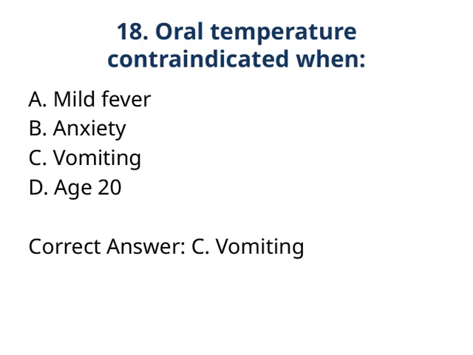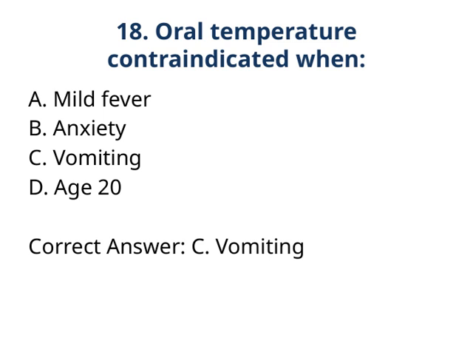Now, let's look at some common scenarios where oral temperature measurement might not be appropriate. On this slide, we see several options: mild fever, anxiety, vomiting, and age 20. The key point here is understanding when oral temperature readings can be unreliable or contraindicated. For example, if a patient has vomiting, taking an oral temperature isn't recommended because the patient may have just vomited or be unable to keep the thermometer in their mouth properly.